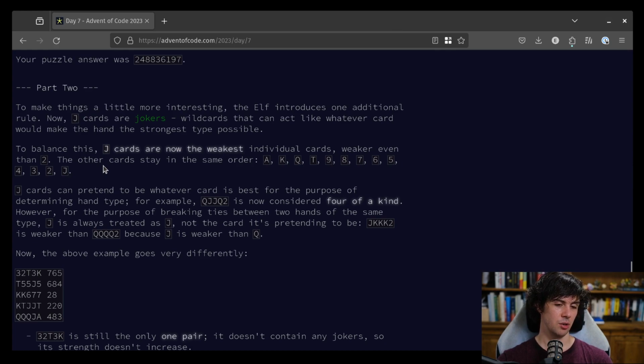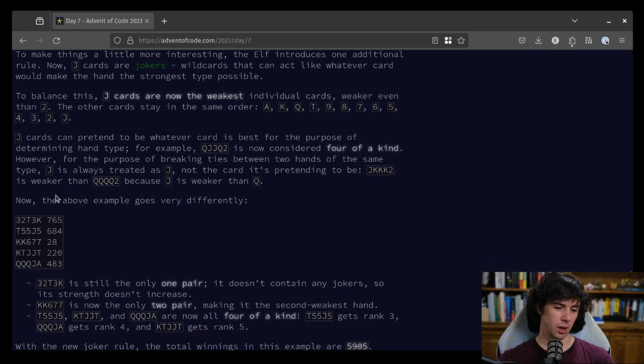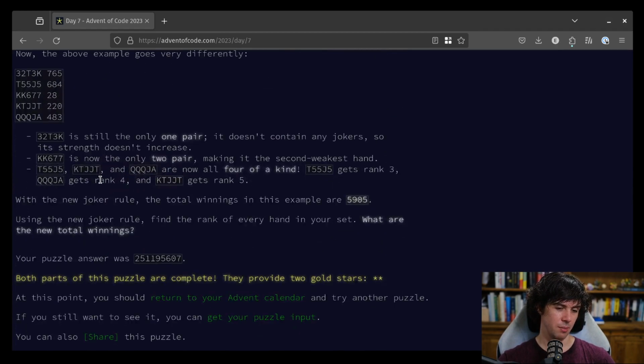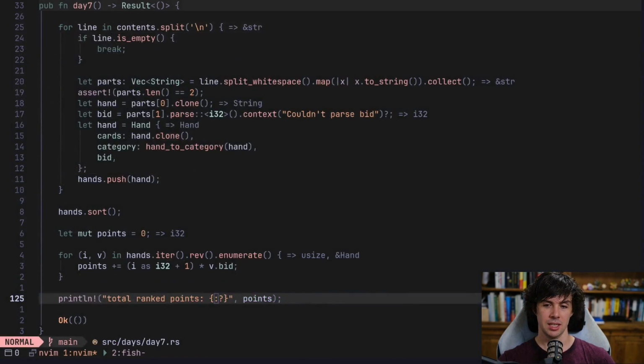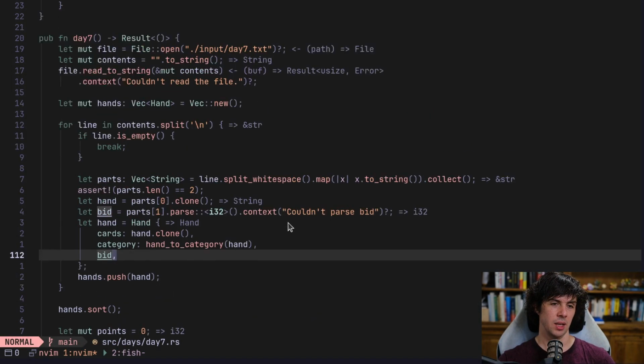We can substitute them for any card that we want when determining the hand. So if we've got, say, 3 queens and 2 jokers, we can call that 5 queens. But if we're comparing card by card, the joker is now the weakest individual card. So it would always lose if we were just dealing with a high card. So now, other than that, all the rules are exactly the same, but we can substitute jokers in where we wish. So let's have a look at what we had to change there.